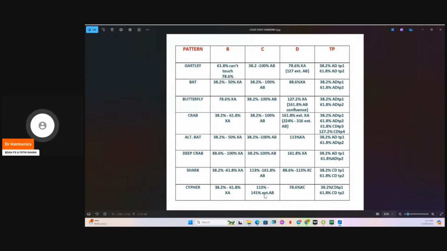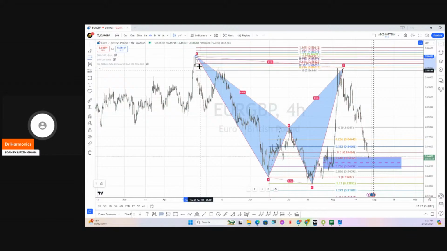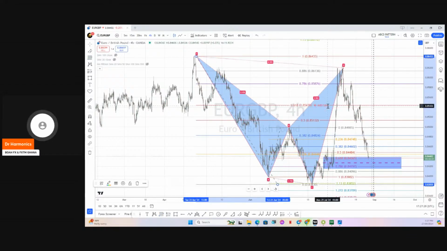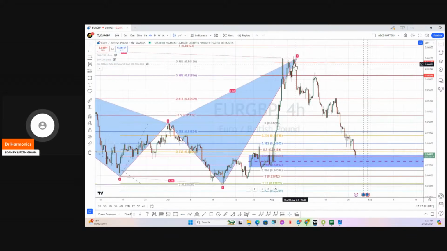Now the D, that means that if you get the C here, you are going to the D. Your first take profit should be what? 78.6. And the second one should be 88.6. So if you are taking the trade from here, your first target would have been 78.6 of XC, which is here, cipher, and 88.6 to 113, which is shark. Now, this is the potential reversal zone. It rejected here, came to reject again, came to reject again.